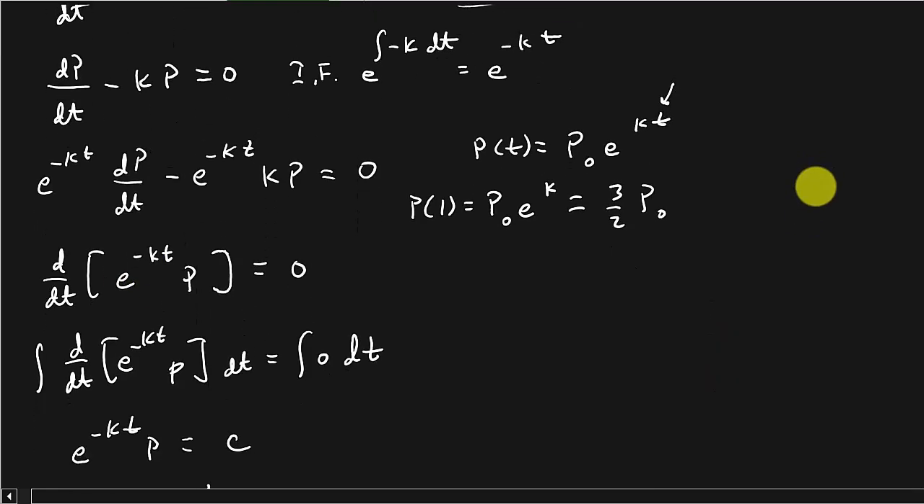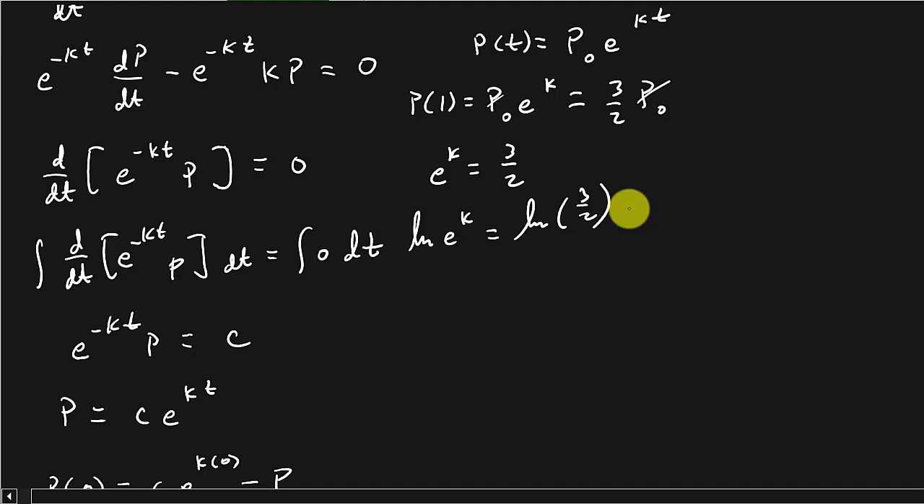All right. So now this is going to give me e to the K is equal to 3/2. The P naughts, they'll cancel. And so now I'm going to take the natural log of both sides. And so that's going to give me K is equal to natural log of 3/2.